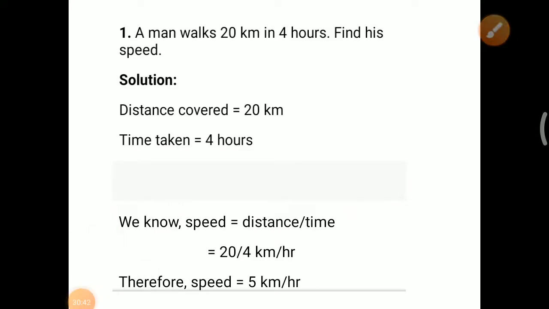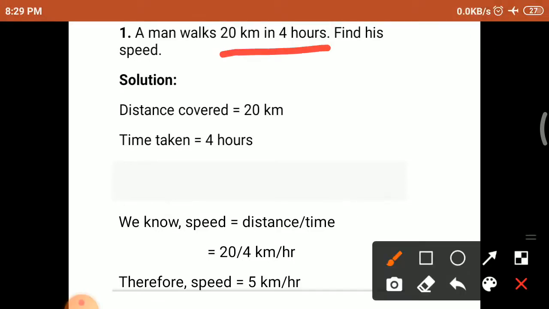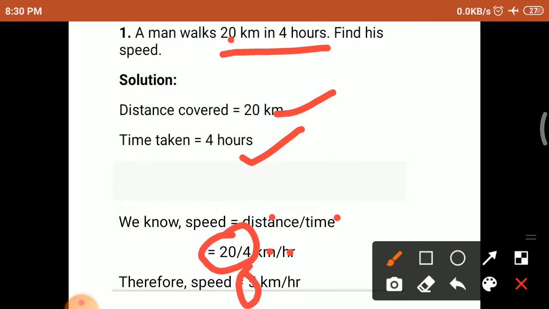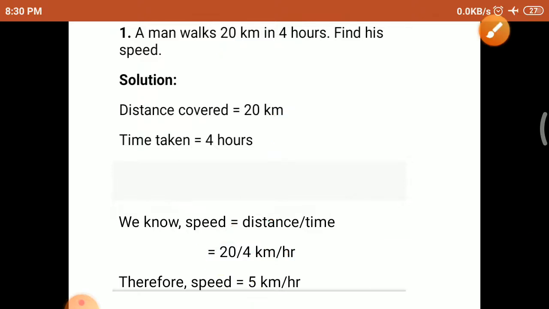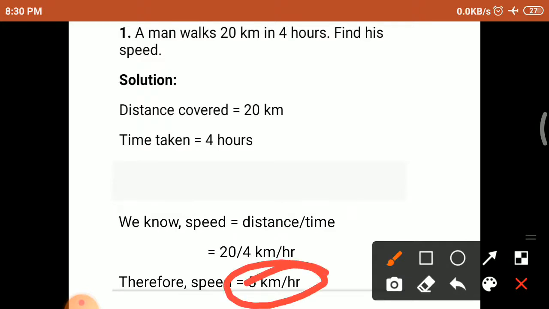So look at this example. A man walked 20 km in 4 hours. Find his speed. Distance covered 20 km, time taken 4 hours. We know the speed formula, speed equal to distance by time. 20 by 4, km per hour. If you divide 20 by 4, I got 5. So the object covers 5 km in 1 hour. In 4 hours, it covers 20 km.